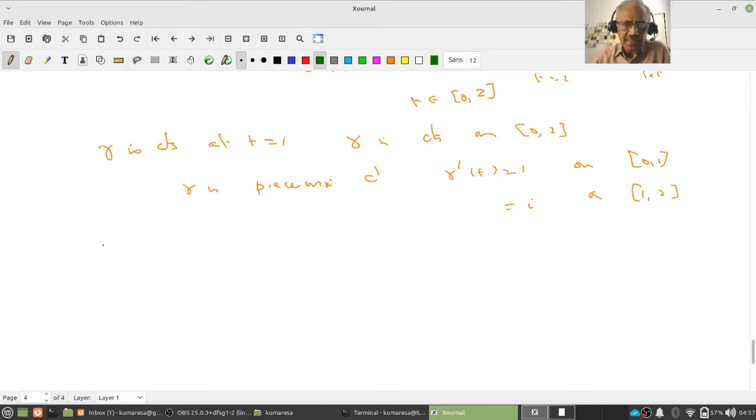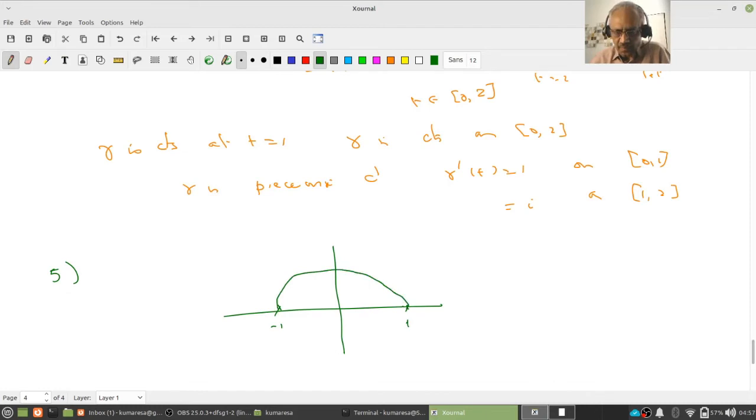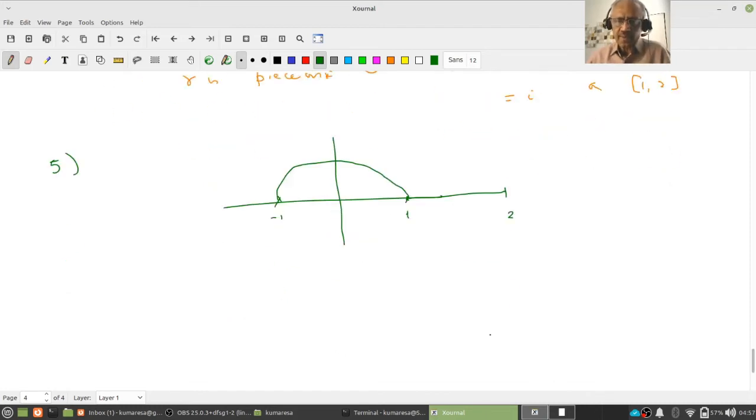We will stop with that. So one more example, something similar. Let us say it's minus 1 and plus 1, and then from 1 I'm going to take the semicircle, and then I'm going from 1 to 2. So how will I do that? Let us do that.